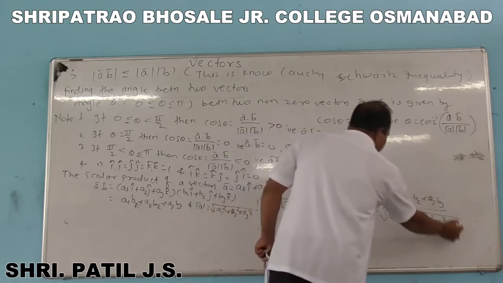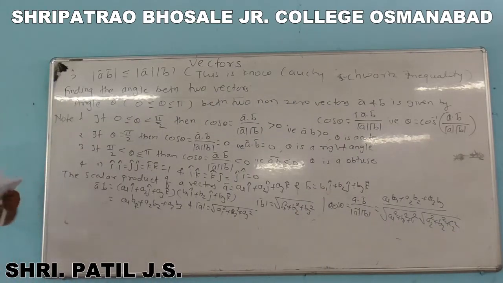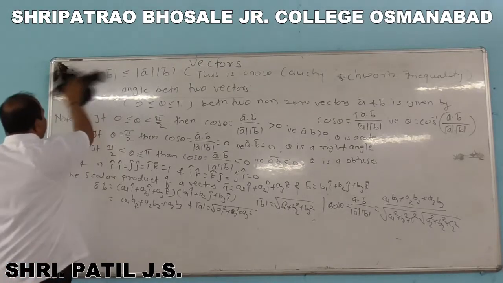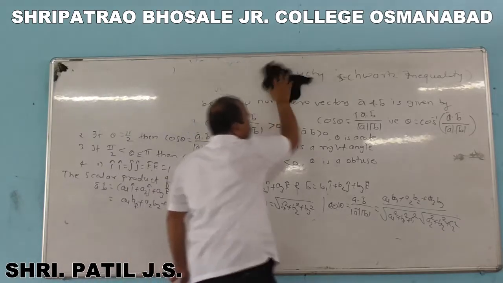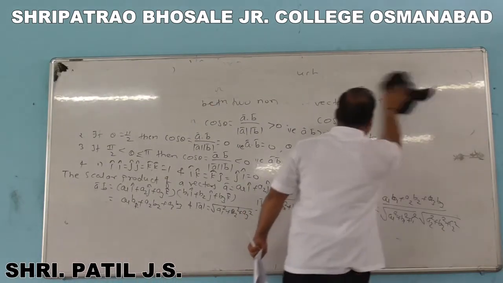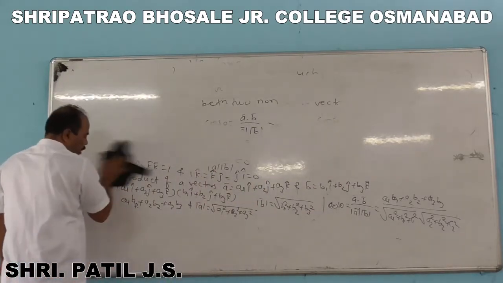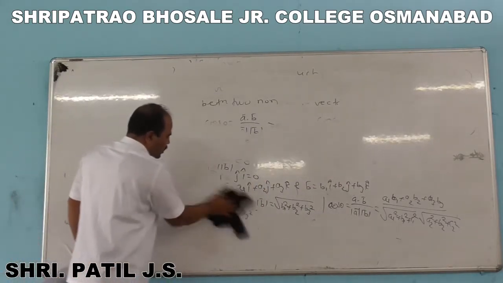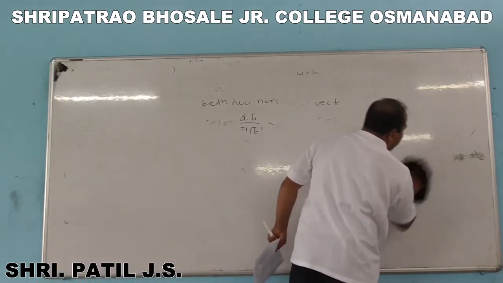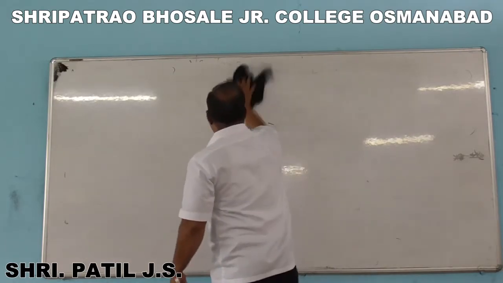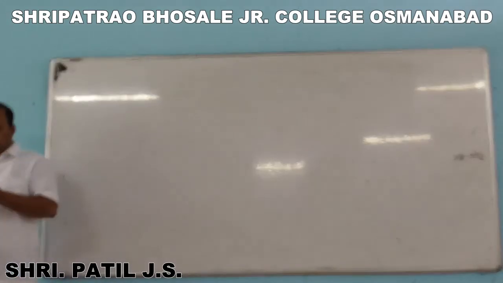This is the angle between two vectors when the vectors are given in terms of i, j, k. i means unit vector along the x-axis, j means unit vector along the y-axis, and k means unit vector along the z-axis. i, j, k are known as the unit vectors.